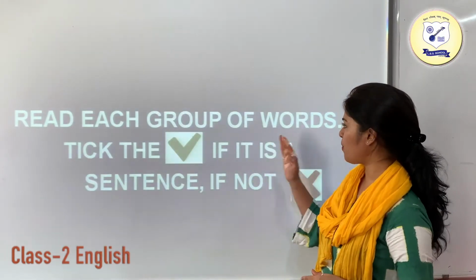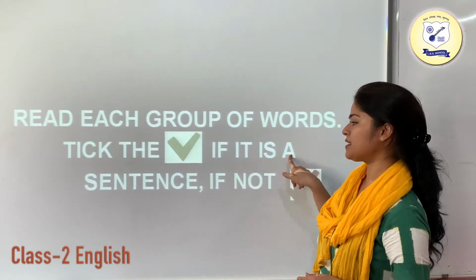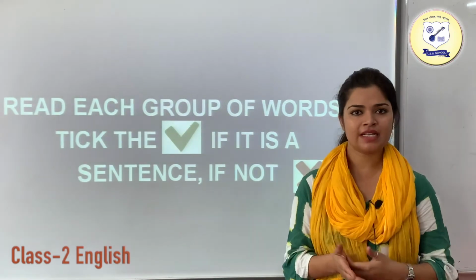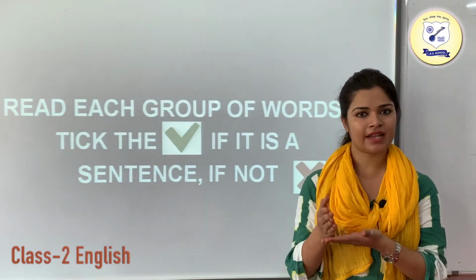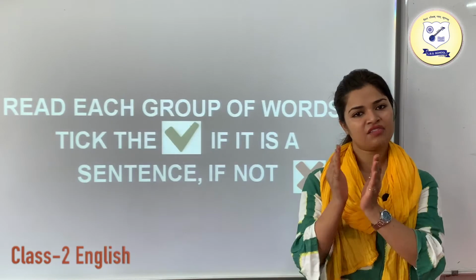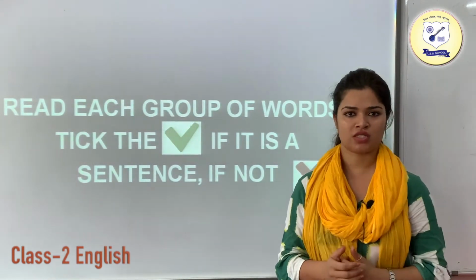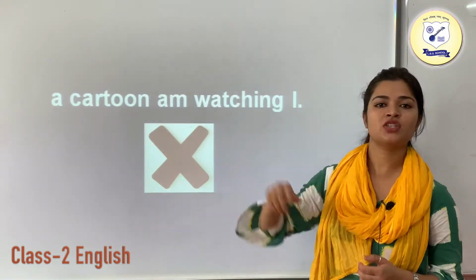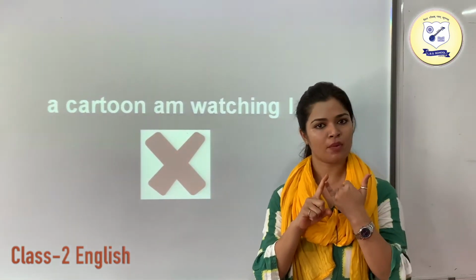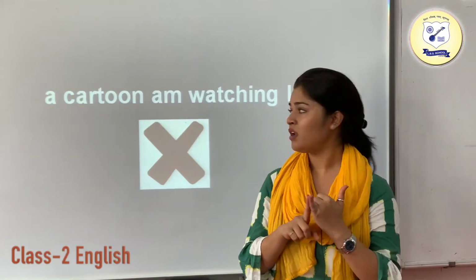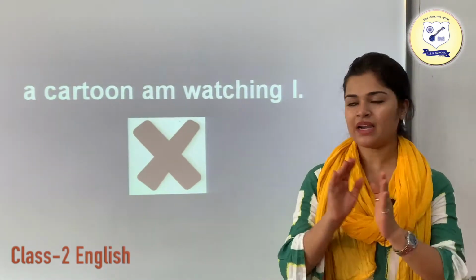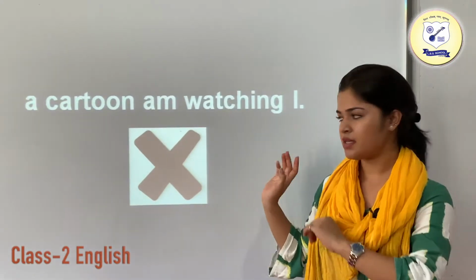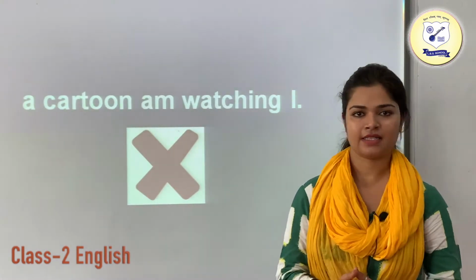Now read each group of words, put a tick if it is a sentence, and if not then put a cross. Now we are going to have a few sentences in front of us, and if the sentence is correct then we are going to put a tick there, and if it is not correct then we are just going to put a cross. A cartoon am watching I. This is your incorrect sentence. First of all, this is not beginning with a capital letter. Second of all, yes, it is terminating with a full stop, but since this sentence is not making any sense, this is not going to be your sentence. So this is your incorrect sentence.